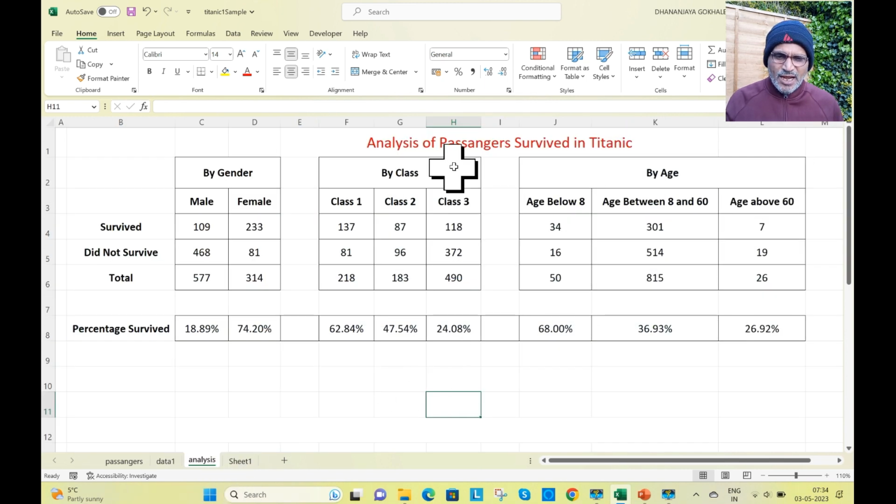Here is the sheet. Analysis of passengers survived in Titanic, right? The first analysis is made here by gender, second one is by class, and third one is by age. As you could pretty much see that we have male and female over here, survived, did not survive, and total, right? And similarly for class 1, 2, and 3. Okay. And then by age we have made three groupings of the age, that is below 8 the children, and between 8 and 60, okay, we could call them adult, and age above 60 we could call them senior citizen, right? So this looks good, right?